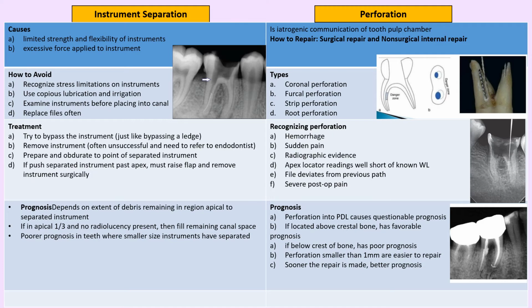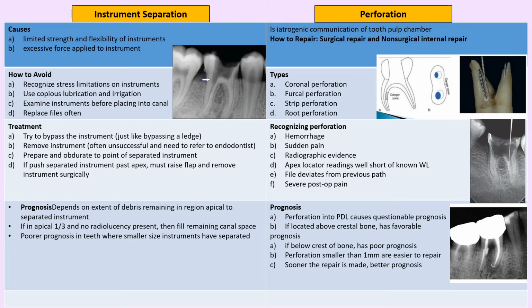And you can do the bypassing, just like you bypass the ledge or overextended gutta-percha, or remove the instrument. Most likely if the instrument has gone beyond the apex, there is nothing you can do. You have to refer to an endodontic surgeon who is going to raise the flap and remove the broken instrument. If the instrument has gone beyond the apex, that's what I told you, you have to raise a flap. Now let's say the instrument has broken in the apical third. You can just treat that broken instrument as the apical stop for you, and you can just fill the canal to that level.